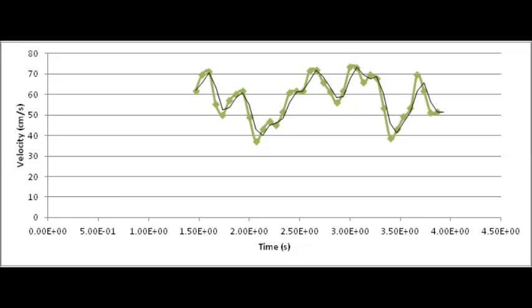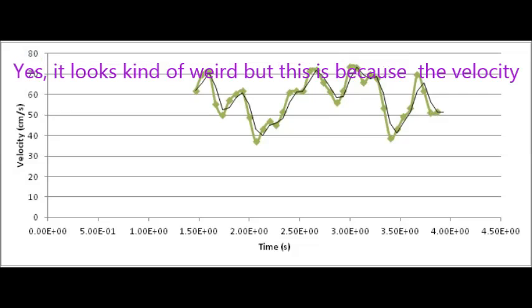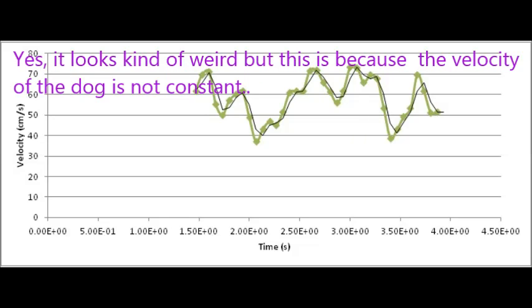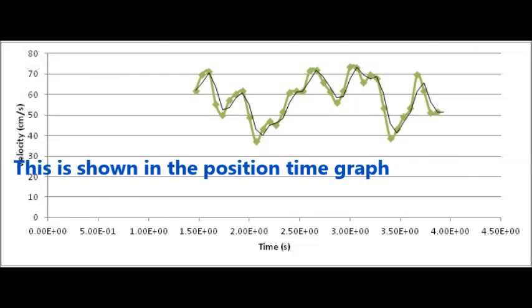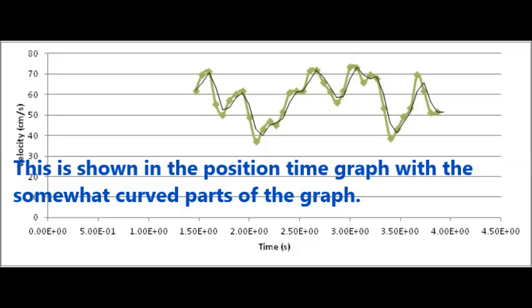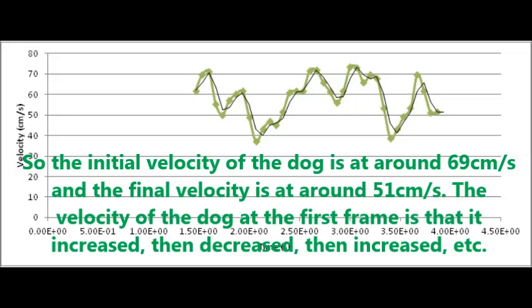Next is the velocity of the dog. Yes, it looks kind of weird, but this is because the velocity of the dog is not constant. This is shown in the position time graph with the somewhat curved parts of the graph. So the initial velocity of the dog is around 69 centimeters per second, and the final velocity is around 51 centimeters per second.